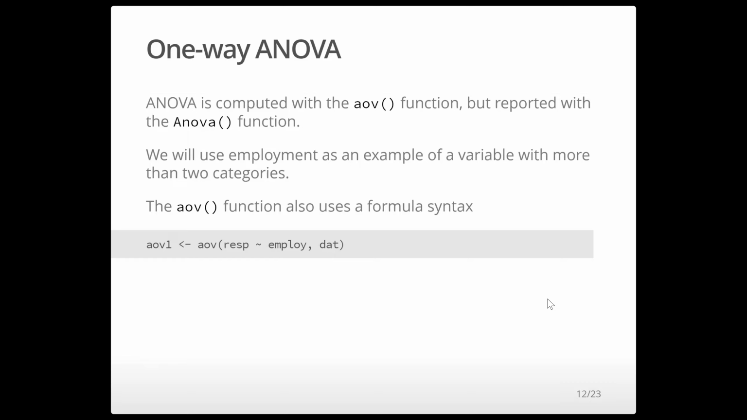We can also do ANOVAs using the aov function. So we compute the ANOVA with the aov function, but then we report it with the capital A Anova function. And we'll look at that a little bit closer in a second. So we're going to use employment here as an example of a variable with more than 2 categories to demonstrate a one-way ANOVA. So we just do the same thing like we did with the t-test, where we use the formula syntax, except we're using aov, and the syntax looks the same otherwise.